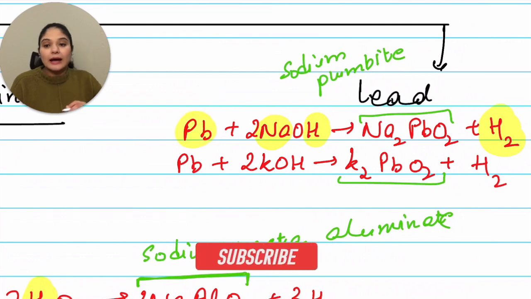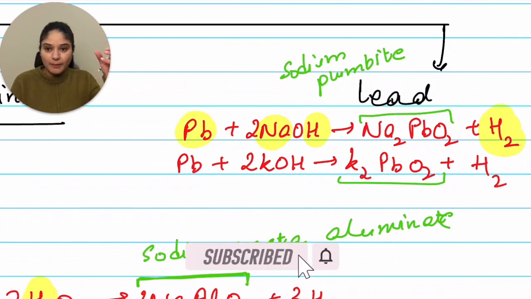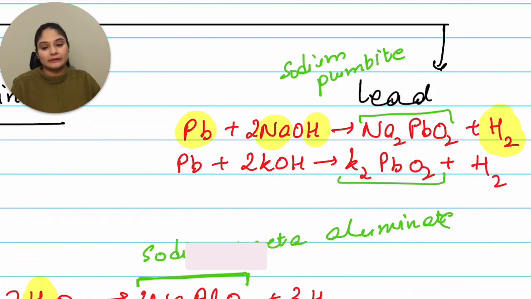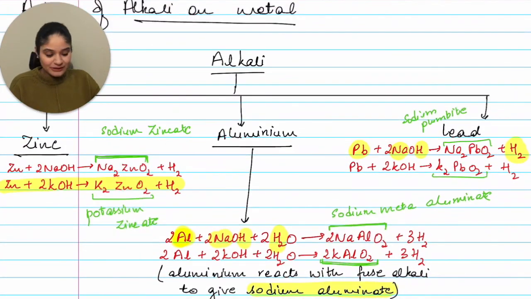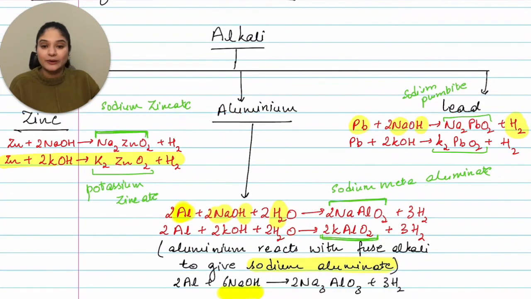Okay, and if you know how to make the compound, that is using cation and anion, positive and negative, you'll be able to make this one, Na2PbO2. If you struggle with making compounds, please let me know in the comment section, and I will definitely make a video to help out, and you will be able to understand how the compound formulas are made. Okay, so that is Na2PbO2. So this is the first section, when your alkali is reacting with metals.